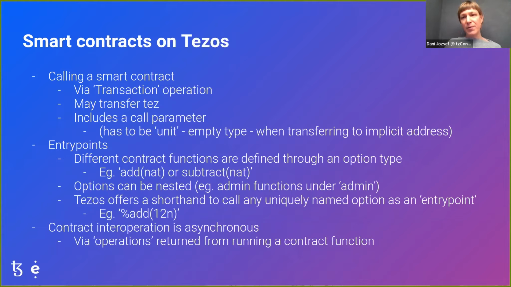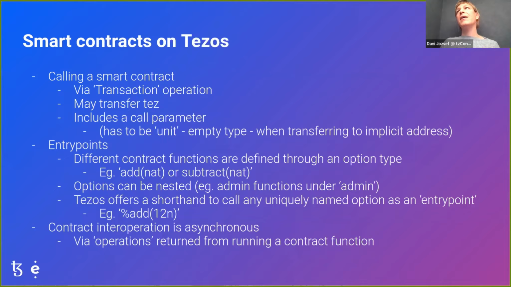So the call parameter of the smart contract can be of a union type or an option type, which is a way of defining a type as it can be this or this. For example, with the rolling total smart contract, we also want to be able to subtract from the rolling total. So now we have add and subtract nat, which means we would be subtracting a natural number. And these options can even be nested.